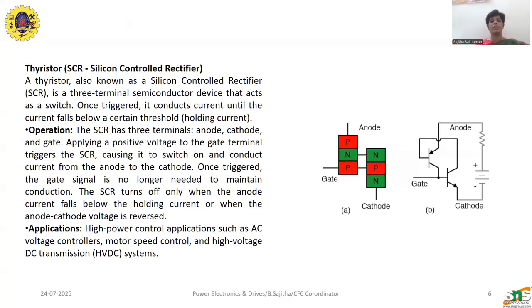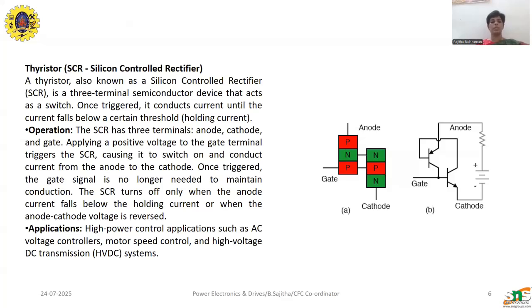The SCR turns off only when the anode current falls below the holding current or when the anode-cathode voltage is reversed. You can see here a polarity of voltage given, where the anode is connected to P and the cathode is connected to N. Only when this polarity is reversed is the SCR said to go into the turn-off state. So we saw what a thyristor is, why it is a silicon controlled rectifier, how it operates, and what terminals are available in an SCR.